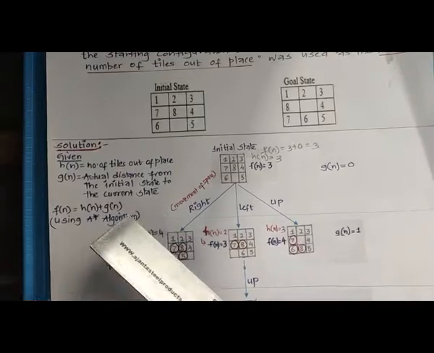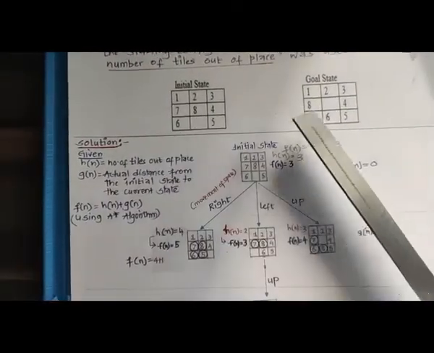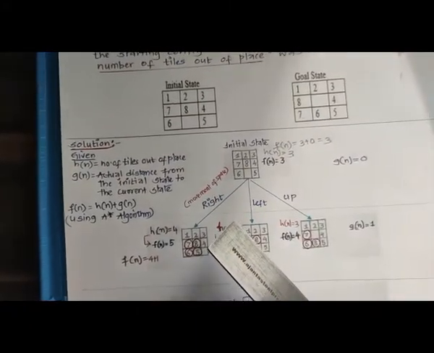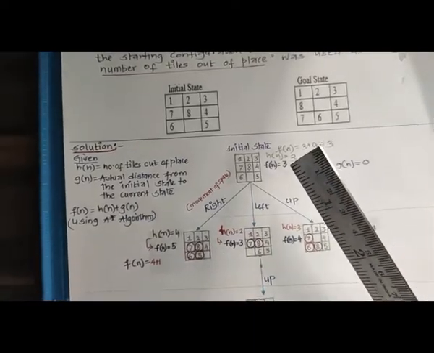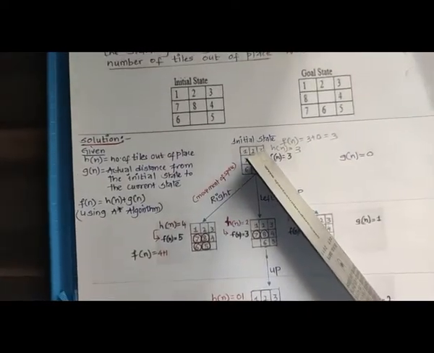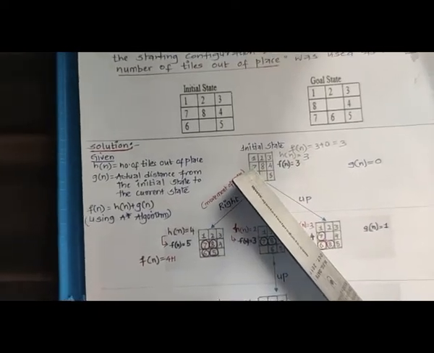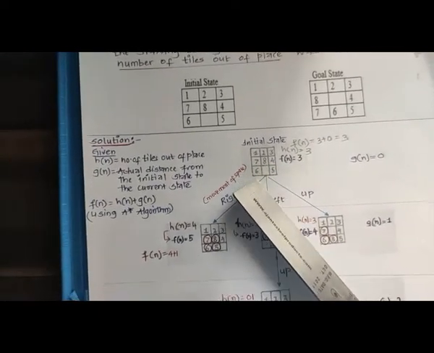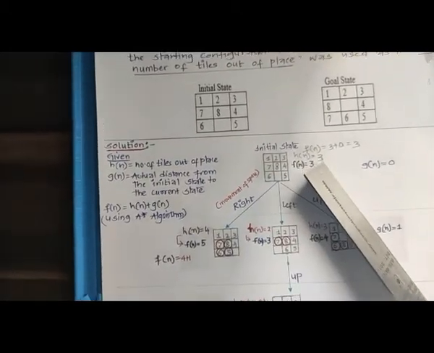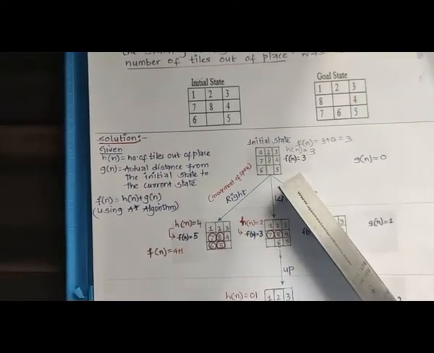Now h of n is given as the number of tiles out of place. If you compare the initial state and the goal state, which are the tiles which are out of place? 1, 2 and 3 are in the same place, right? So which are the tiles out of place? 7 is out of place, 8 is out of place, and then 6 is out of place. So h of n is equal to 3. So f of n is equal to 3 plus g of n, 0, which is equal to 3, right?